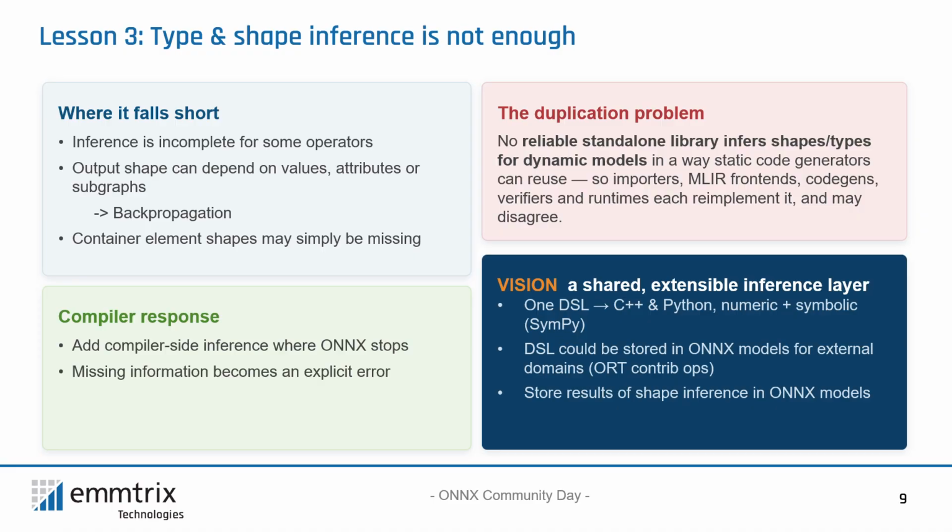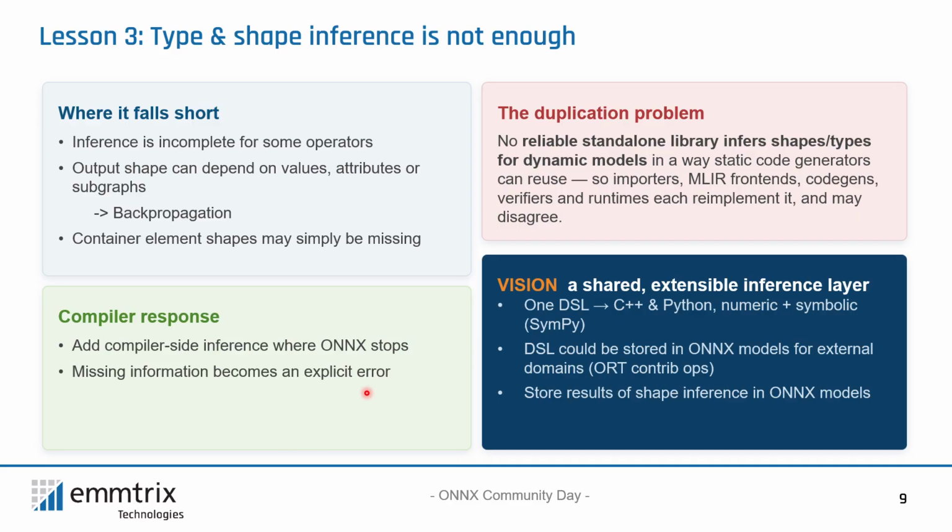So the next problem is type and shape inference. The type and shape inference that is available for ONNX is not sufficient. It simply starts with inference not being specified for all operators. Very often shapes depend on values, attributes, or subgraphs. So you have to do a lot of hacks and special implementations to get good inference out of it. So right now, our compiler and also other compilers like MLIR are responsible for that.